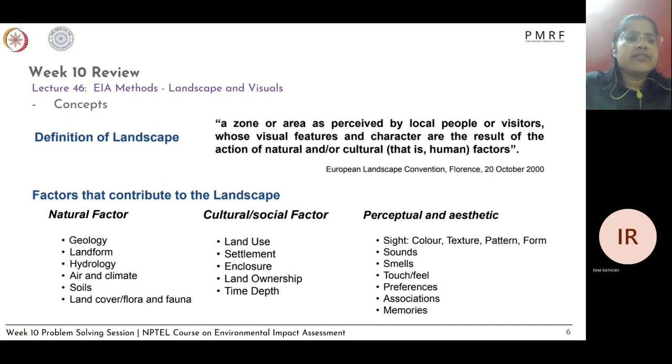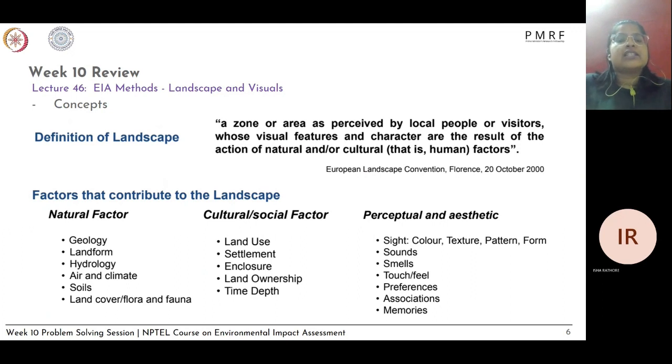And there are several factors which contribute to landscape, and there can be three categories for these factors. So it can be natural factors, cultural or social factors, or perceptual and aesthetic factors. So natural factors include geology, landform, hydrology, air and climate, soils, land cover, flora and fauna. So all of these are natural factors which exist on a site because of its natural settings.